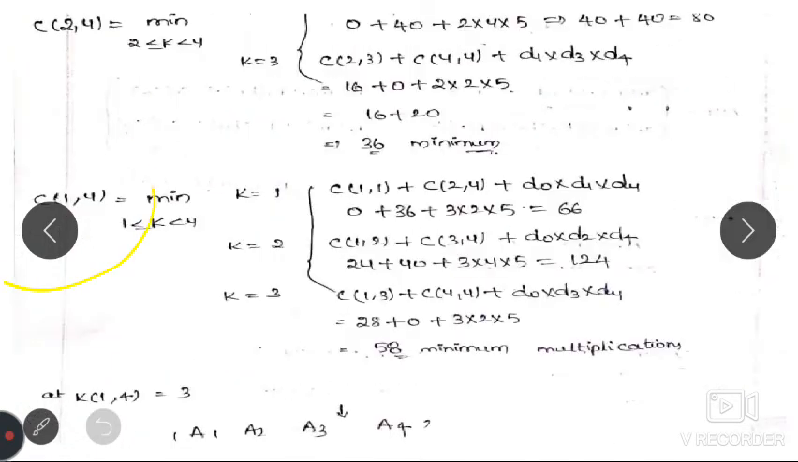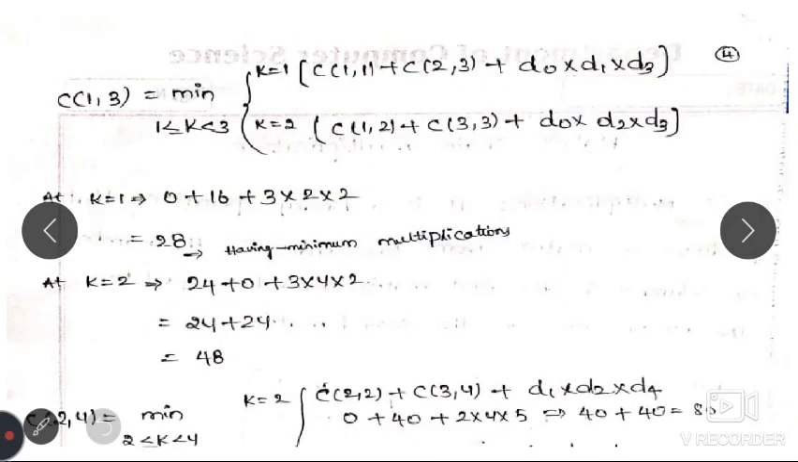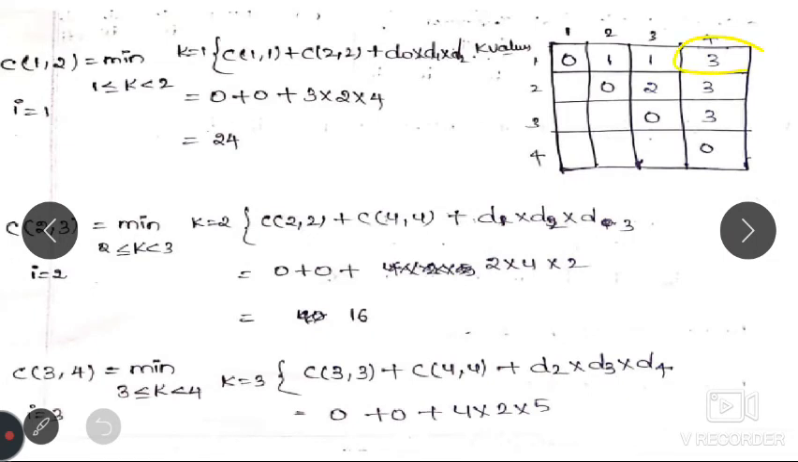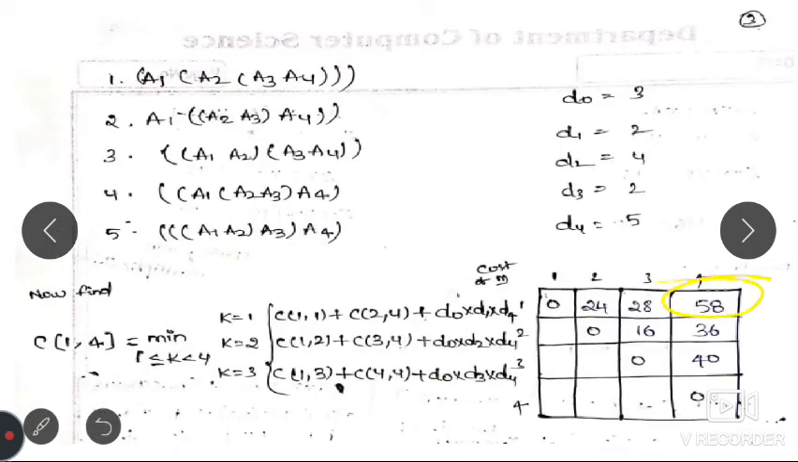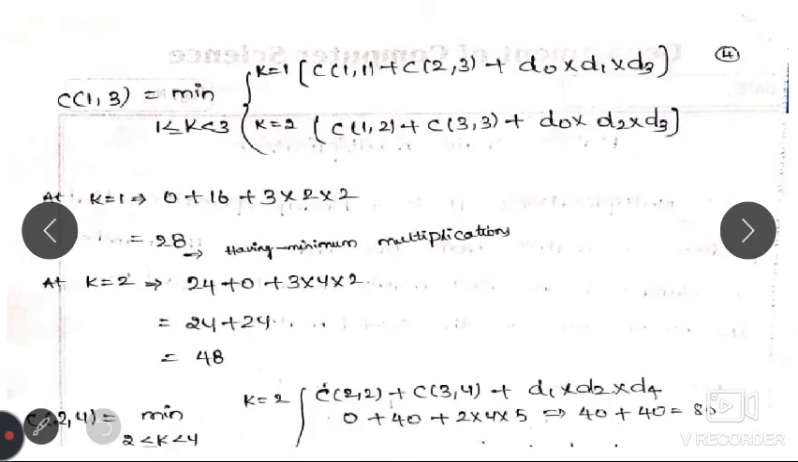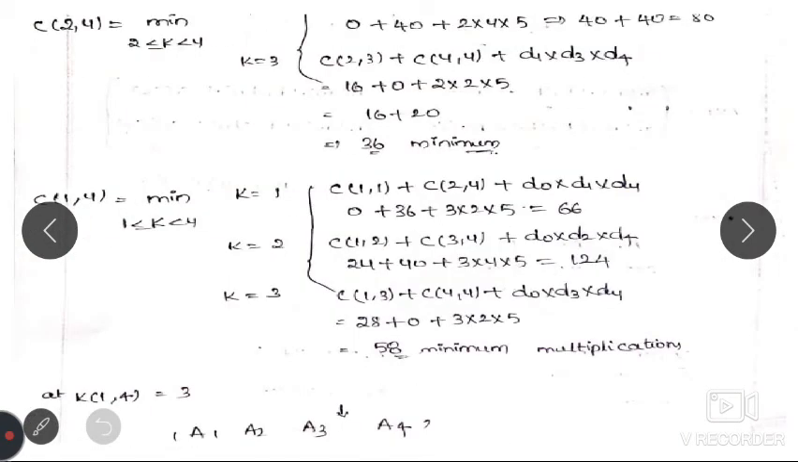And now we have to find cost of 1 comma 4. Cost of 1 comma 4 has 3 k values, 1, 2 and 3. So applying the formula, k equal to 1 gives 66, k equal to 2 gives 124 multiplications, and k equal to 3 gives 58. These are the minimum multiplications at k value 3. So we write in the k table 1 comma 4 is 3, and here we write 58 as the minimum multiplications.